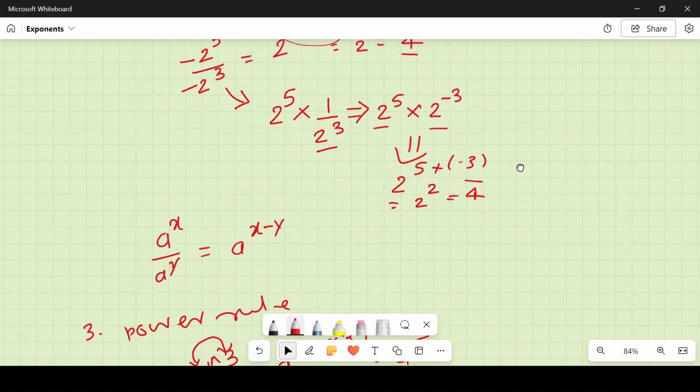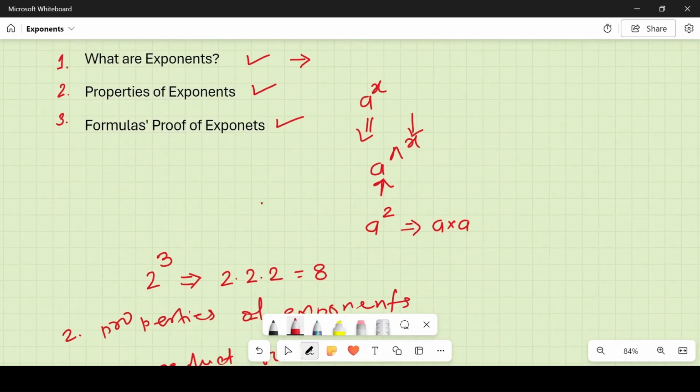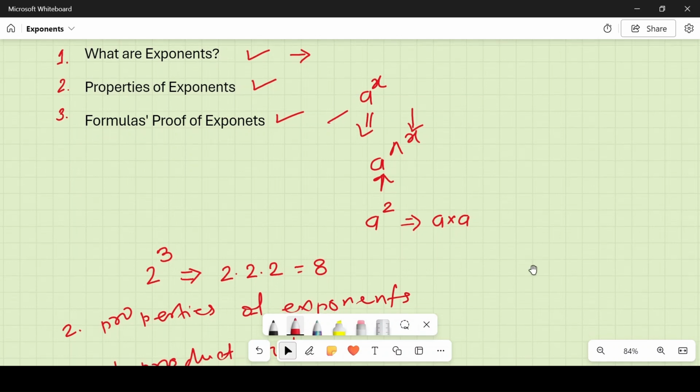What we covered in this video is about exponents. What is an exponent? Exponents are basically when we are multiplying the same number by itself a number of times. We also saw the properties of exponents. There are three types of properties: one is the product rule, another is the division rule, and third we also saw the power rule. And we also proved these with formulas and some real life examples.